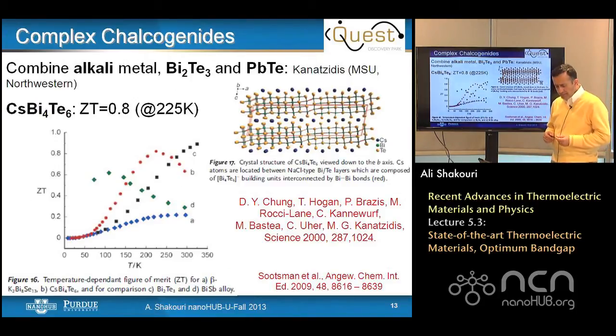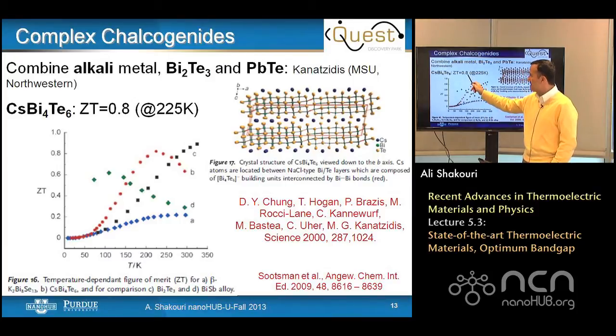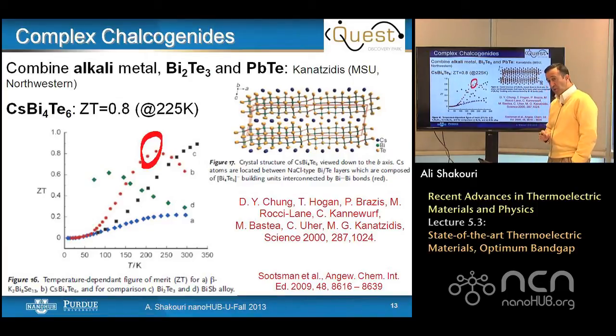Let me finish today's lecture by describing some of the complex chalcogenides. When you mix bismuth telluride or lead telluride with some alkali metals, you can get very good thermoelectric properties. An early example from Kanatzidis's group is cesium bismuth telluride, CsBi4Te6, which has a ZT of 0.8 at 225 Kelvin. So this is one of the few good bulk materials at low temperatures. Addition of cesium really changes the structure and the way the bonds are formed. So it's a very rich chemistry.